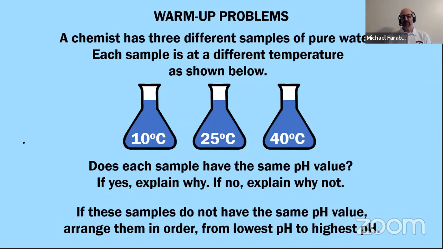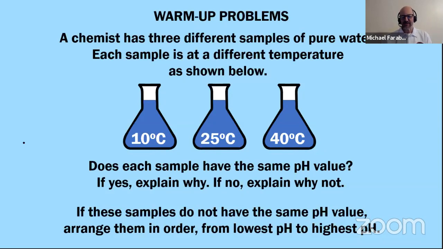Now, I've already kind of given you an outline and an overview of this lesson, and you may recall that I had talked about the dependence of Kw on temperature. So I'm going to tell you, especially based on that last problem we just did involving a change in the value of K, that the Kw for water, as well as the pH, is most definitely affected by temperature. So does each sample have the same pH value? No. If no, explain why not. Temperature will affect the magnitude of the Kw, which directly affects the value of pH.